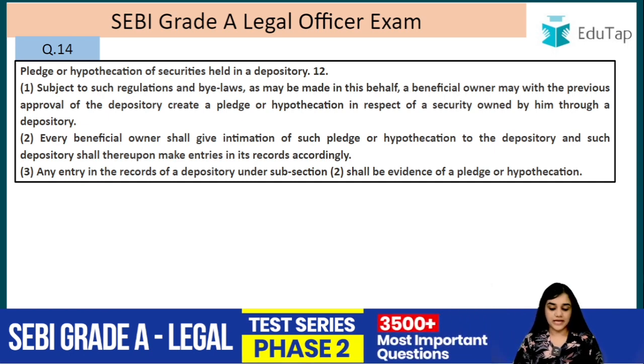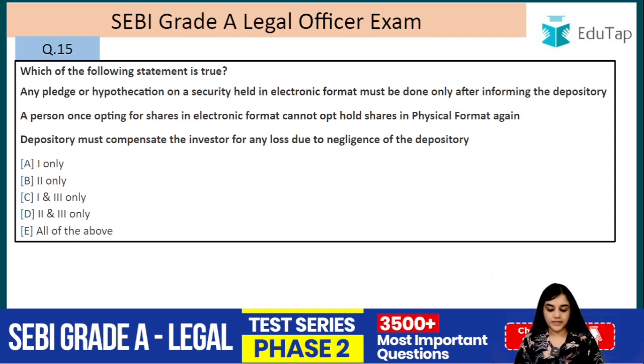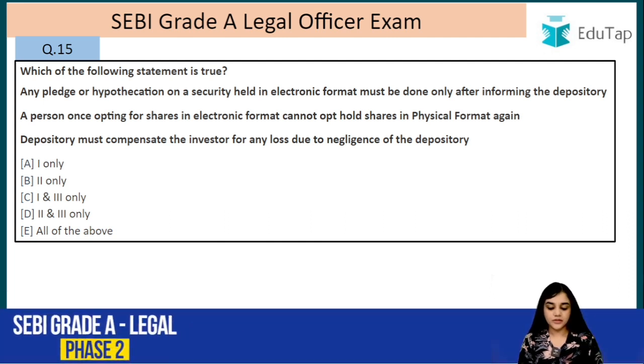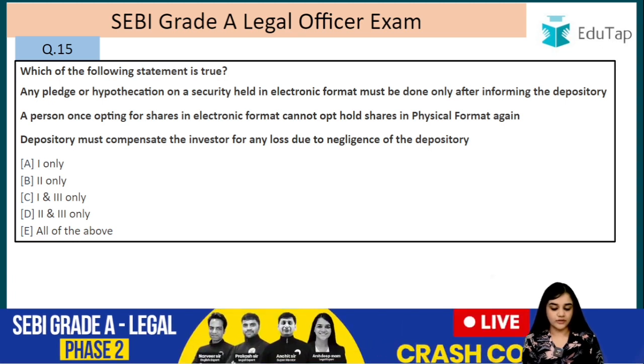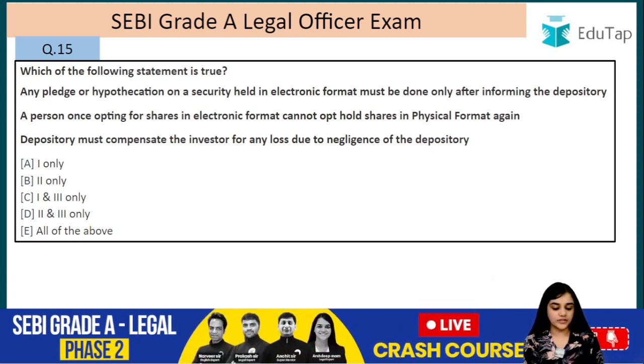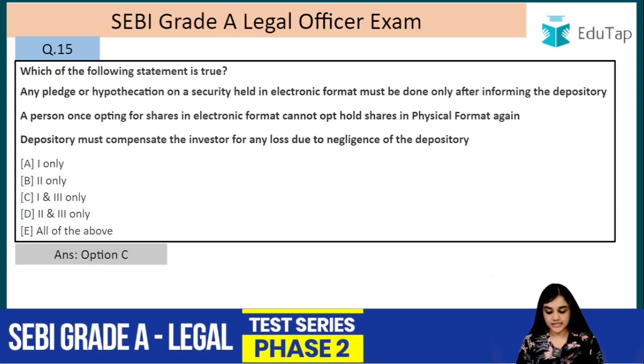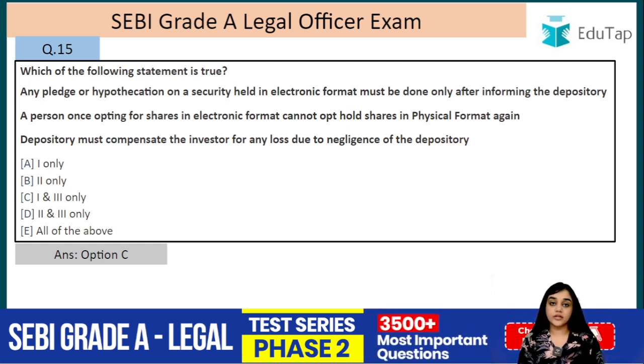Question number 15, the last question. Which of the following statements is true? Any pledge or hypothecation on a security held in electronic format must be done only after informing the depository. A person once opting for the shares in electronic format cannot opt out to shares in physical format again. Depository must compensate the investors for any loss due to negligence of the depository. So the answer is C, that is the first and the third statements are actually correct, but the second one, that a person cannot opt out of the electronic form, is incorrect.